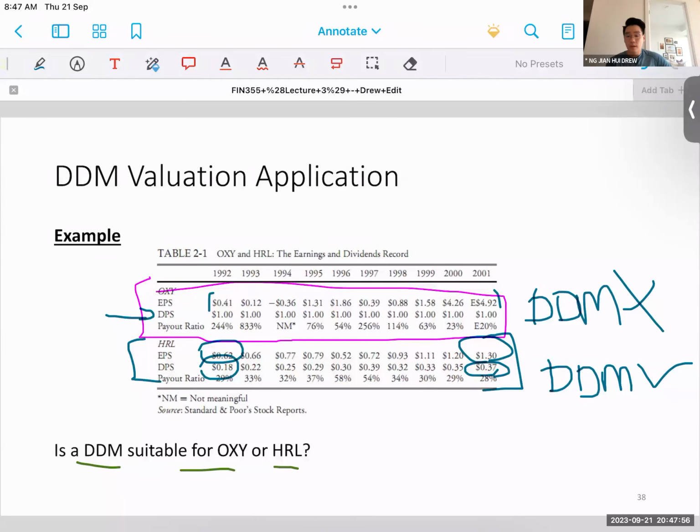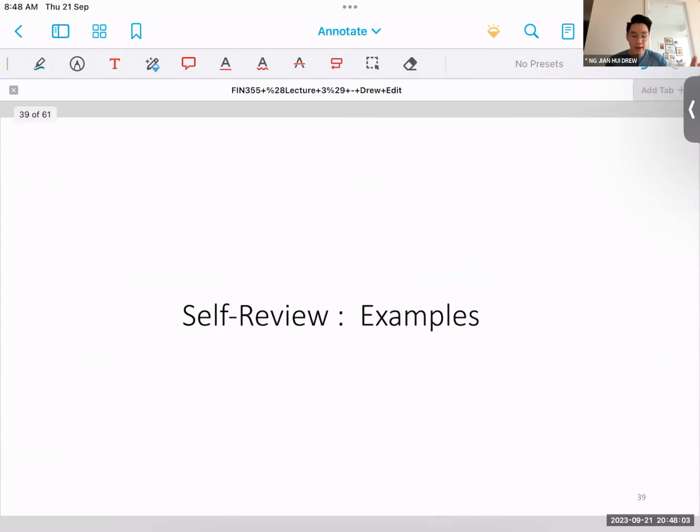All right, so I believe this is the end, but we do have time, so I want to go through two examples in your self-review. One example is the H model.